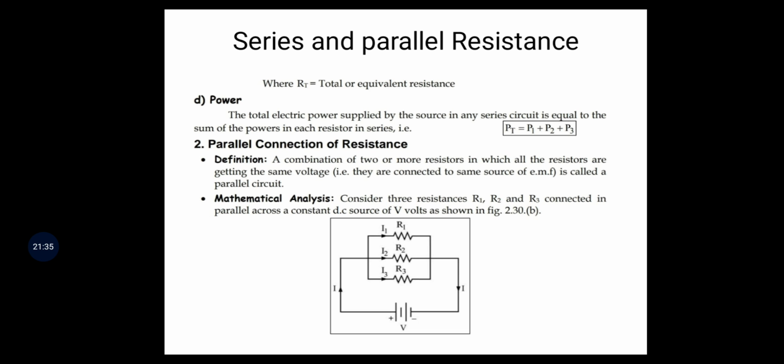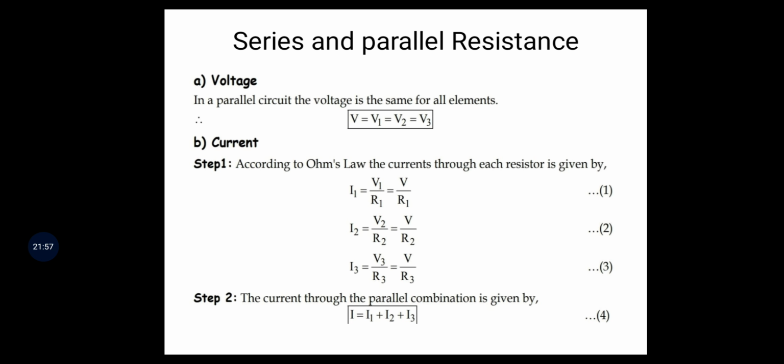Then the voltage V equals V1 equals V2 equals V3. Here the applied voltage is the same at all the resistors.